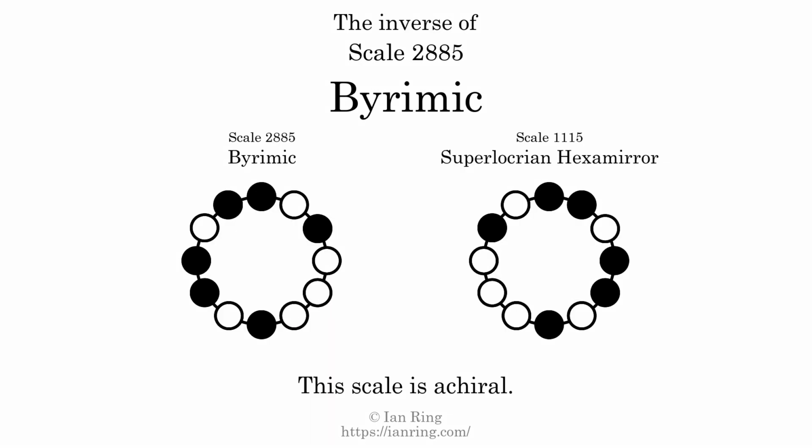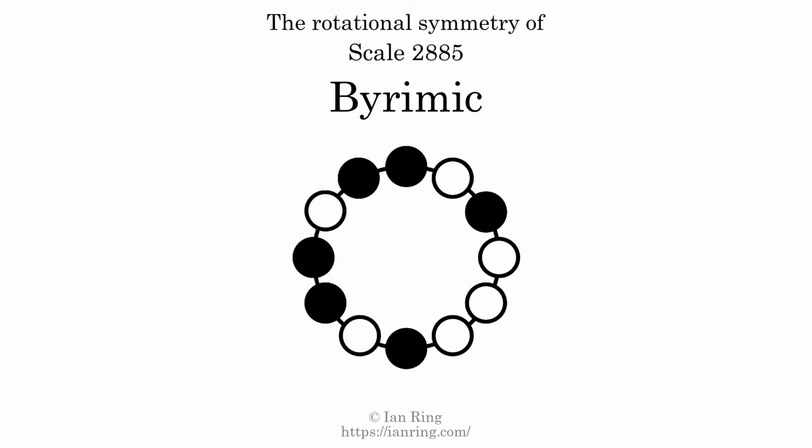The inverse of a scale is a mirror image. It is what you get when the sequence of intervals is reversed. The inverse of this scale is scale 1115, also known as superlocrian hexamirror. This scale is achiral, since it can transform into its own reflection by a rotational transformation. This scale has no rotational symmetry.